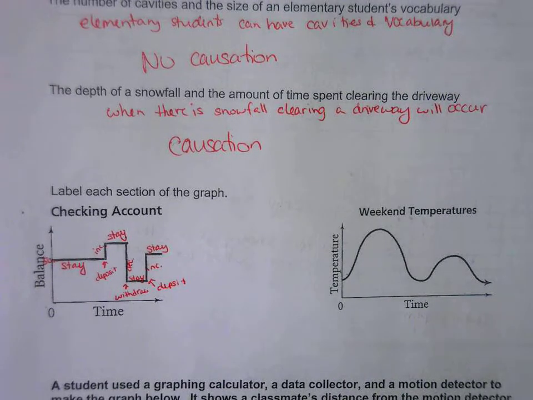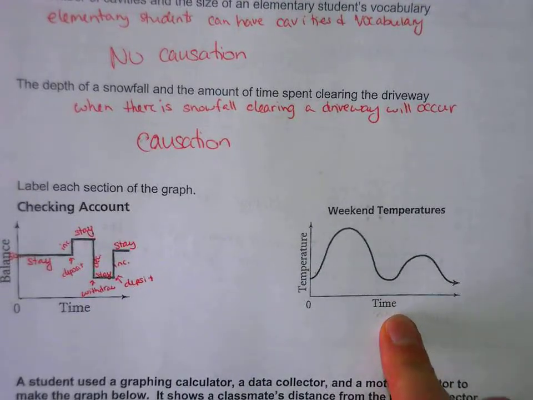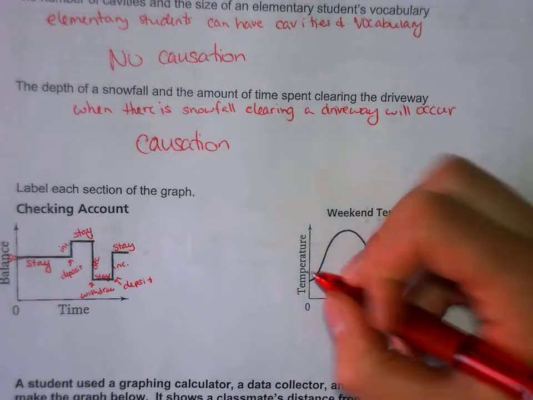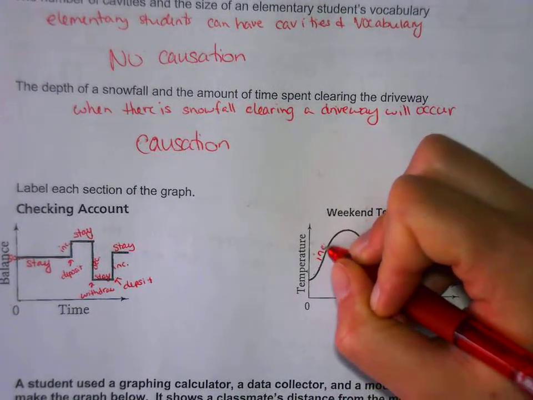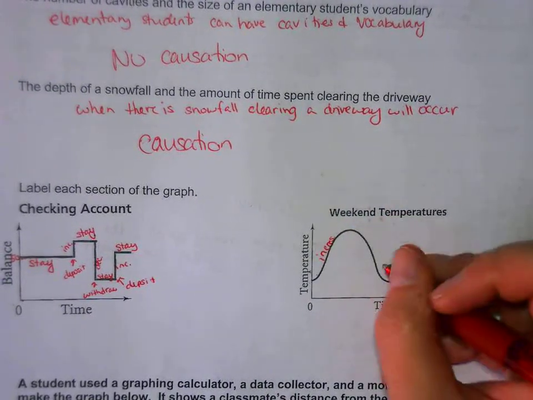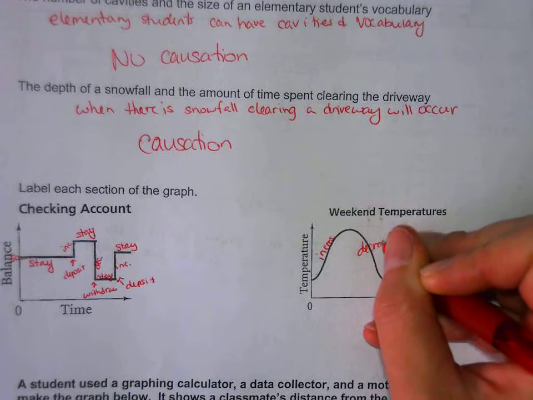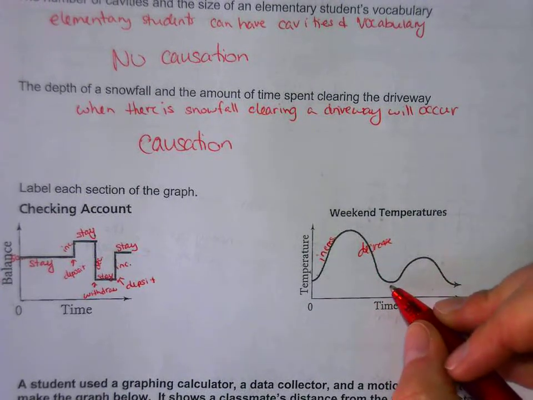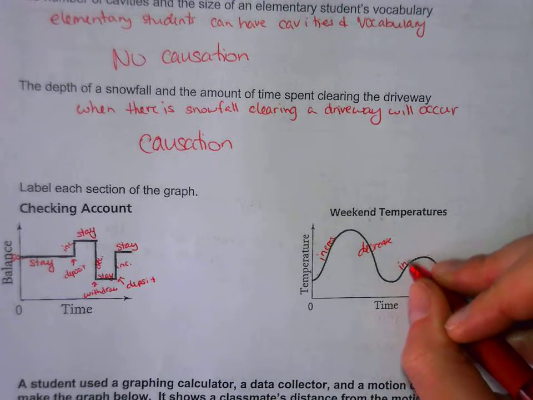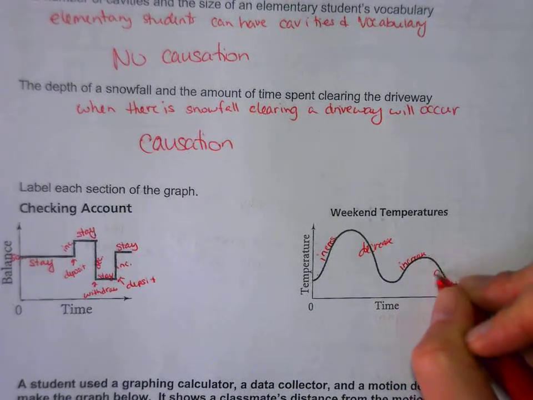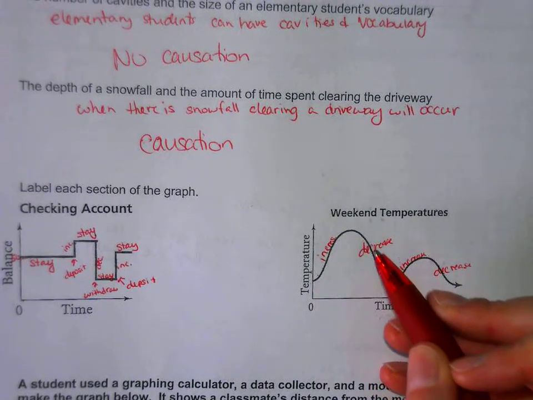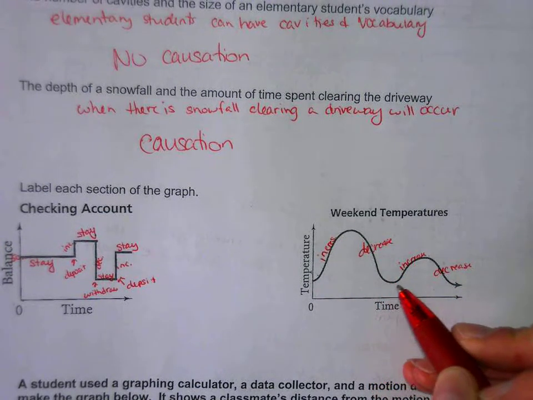So let's look at this one. This deals with weekend temperatures and the time. As the time goes on, it looks like our temperature is increasing. So that increases. It reaches the peak and it starts to decrease. Again, it peaks, then decreases, and it starts to increase again and then decrease. So warmer, starts to get cooler, then it starts to get warmer again, and then it starts to cool off.